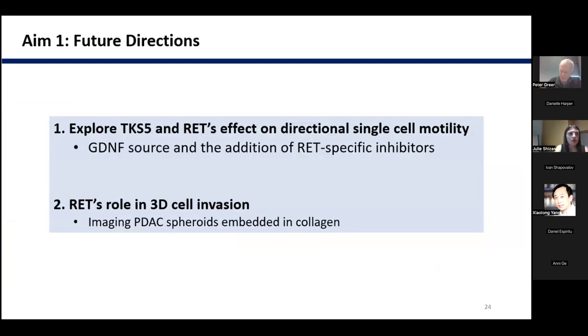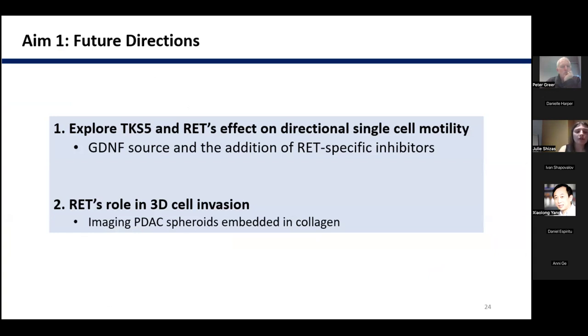So, future directions for my first aim. First, I'd like to explore TKS5 and RET's effect on directional single-cell motility. Previously, I plated the cells and just added GDNF as a treatment in general. This time, it'd be nice to have a source of GDNF to see that the cells actually move directionally towards it. And then I would also like to add a RET-specific inhibitor like selpercatinib to see if that impedes single-cell motility.